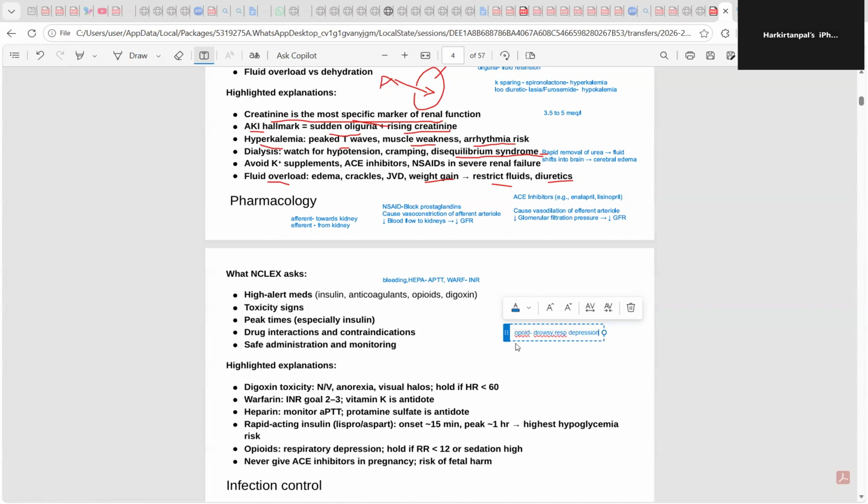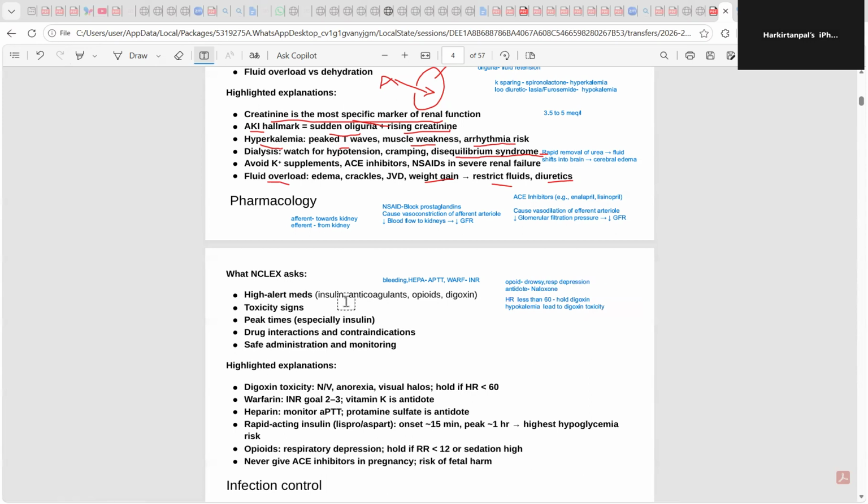These are the main complications we can monitor for those who are taking opioid drugs. And what is the antidote for the opioid? Antidote, you know? The antidote is naloxone. Harkit, understood? The antidote for the opioid is naloxone. These are the points you have to keep in your mind.